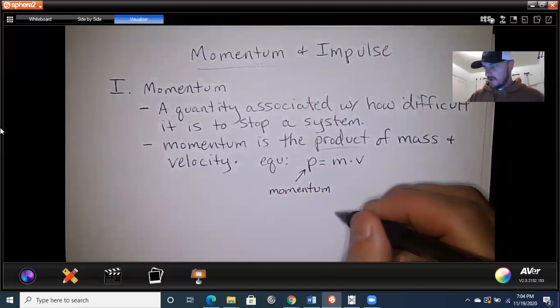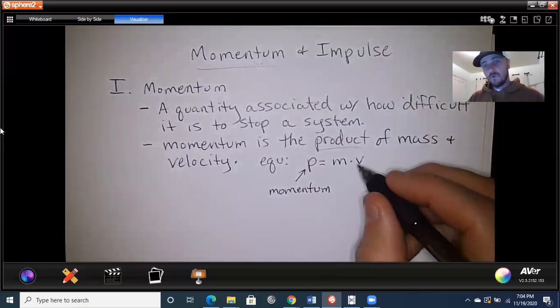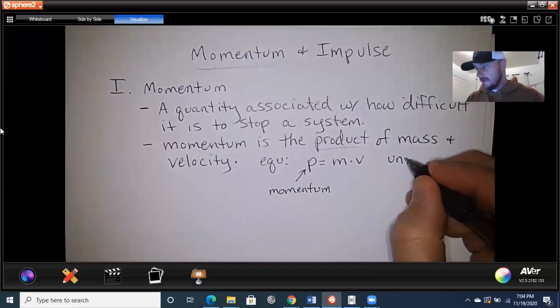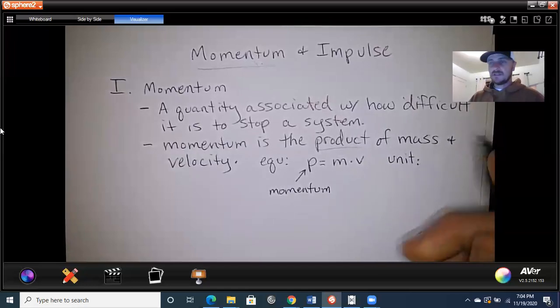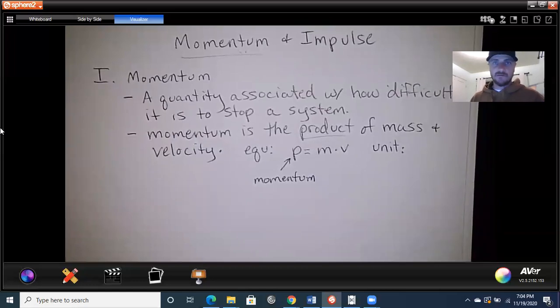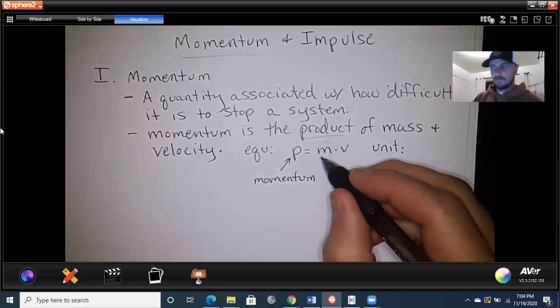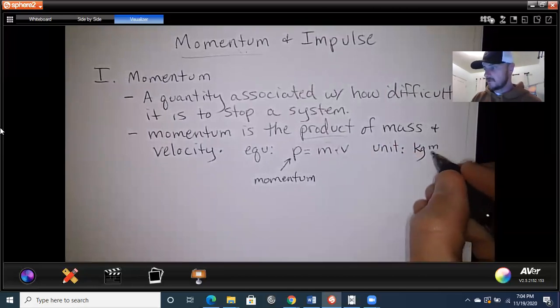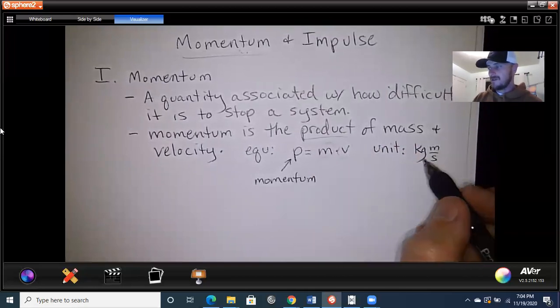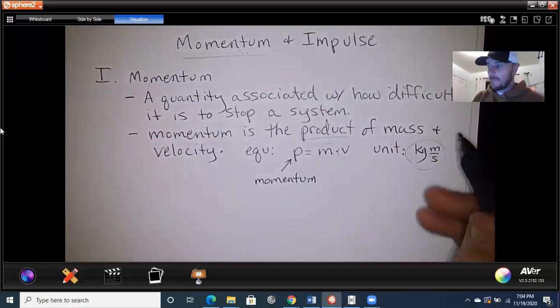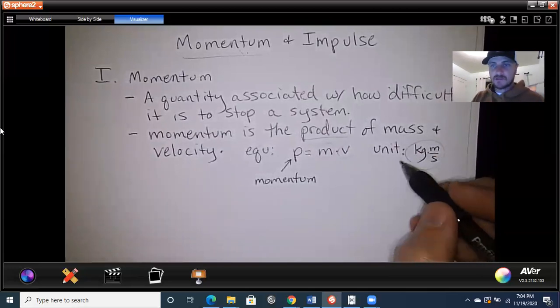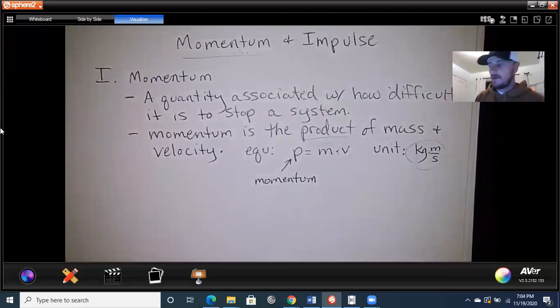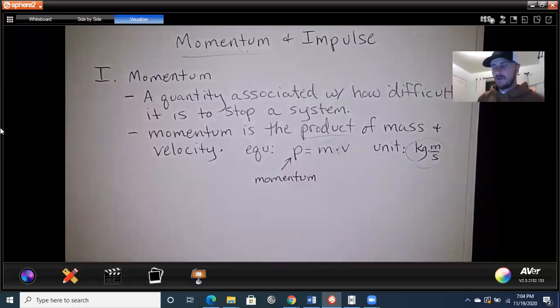I'm not going to write mass and velocity under that, but I am going to ask you, what is the unit of this thing? The unit, it doesn't have some fancy name like force had the unit of a Newton. What's the unit of this thing? Well, let's look at what mass is. Mass is kilograms. And what's velocity? It's meters per second. So your unit for momentum is the kilogram meter per second. And there's no shorter name for that. That's what we use as the standard unit for this idea of momentum.